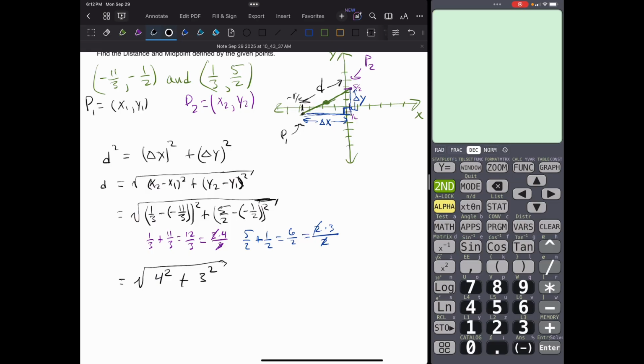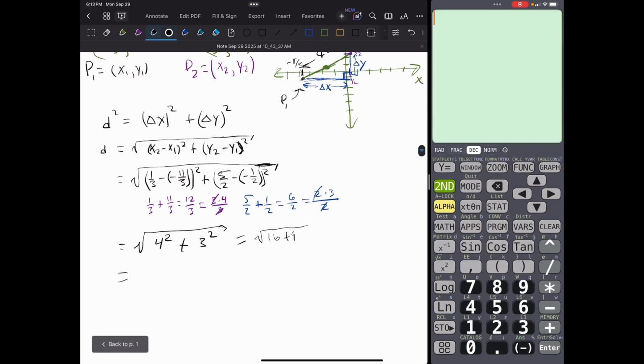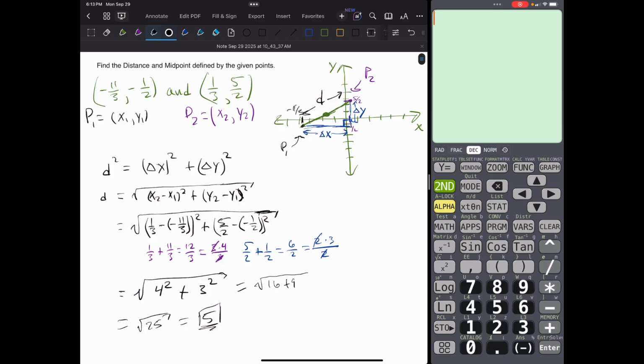So we've got the square root of the 4 squared plus 3 squared. Well, that's going to be pretty straightforward, right? Because 4 squared is going to be 16. So if I keep writing this out, I've got the square root of 16 plus 9. Well, that's going to be the same thing as the square root of 25, which will be the square root of 5 squared, which is just 5. And so I know my distance. My distance now equals 5.